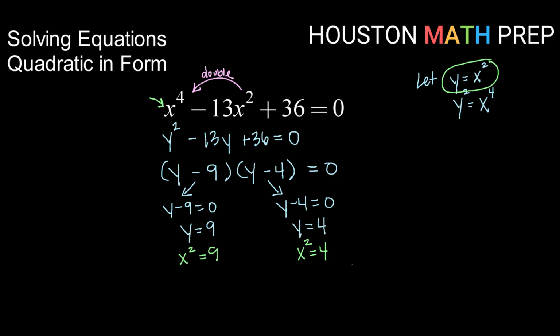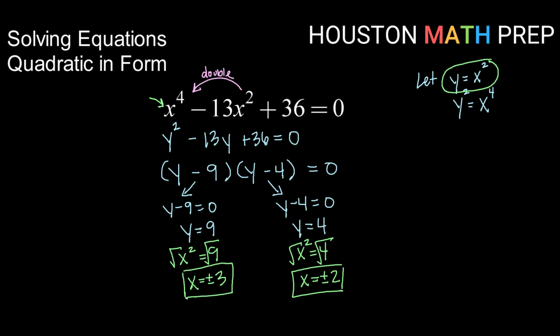And now we can use normal solving methods there to solve for x. So I'll take the square root of both sides, remembering that when I solve using the square root, I need positive and negative. So I get x equals positive and negative 3. Same here, take the square root of both sides, I get x equals positive and negative 2. So I actually have 4 solutions here. x equals positive and negative 3 and positive and negative 2.